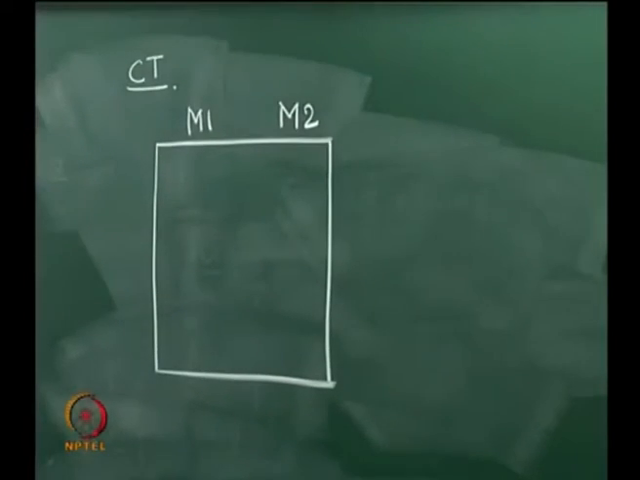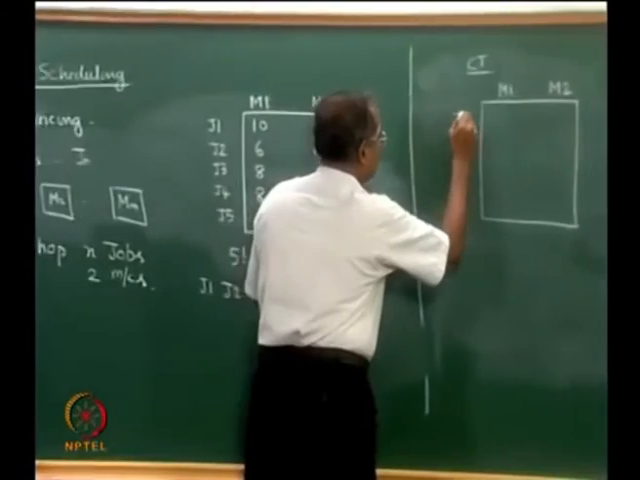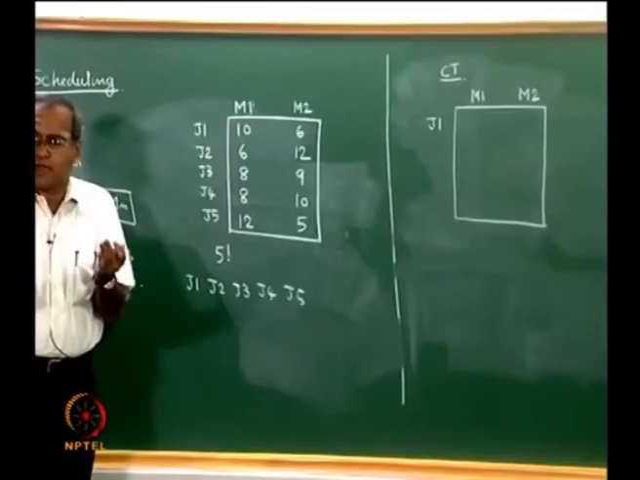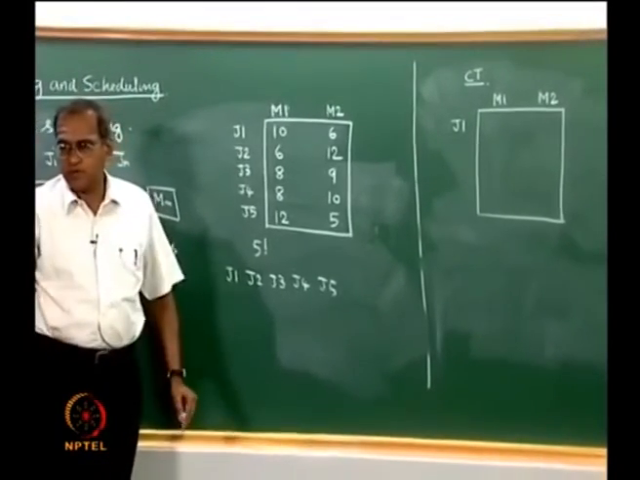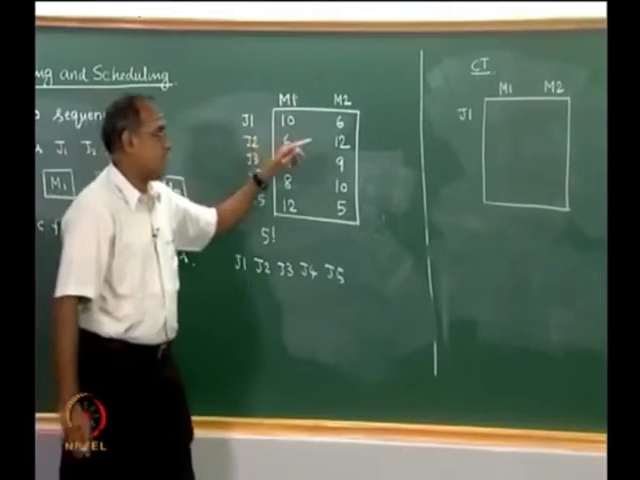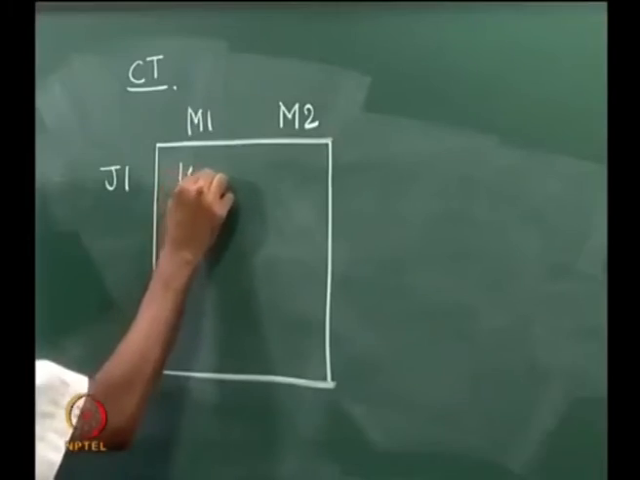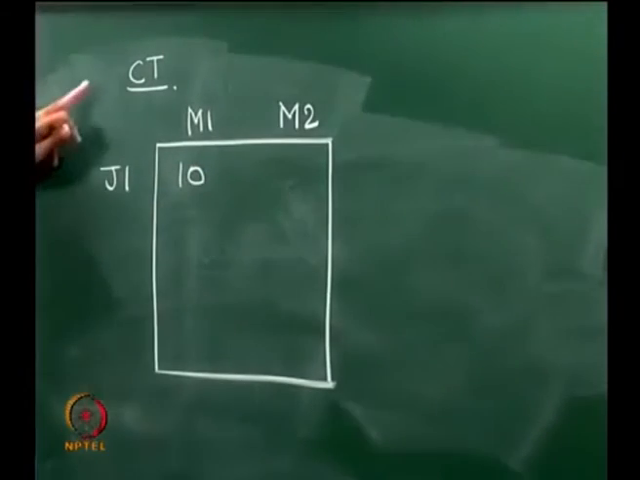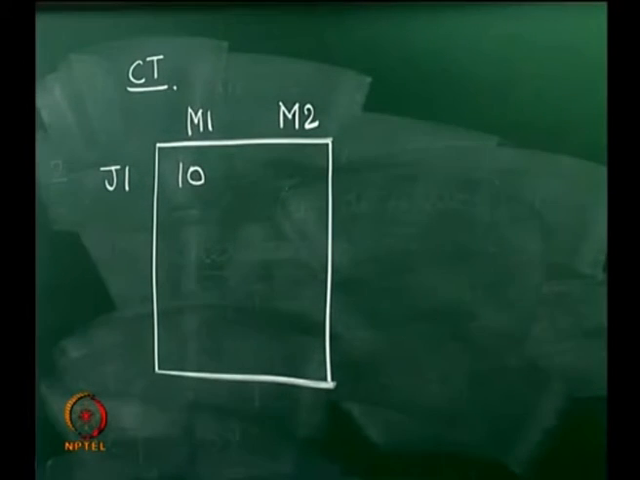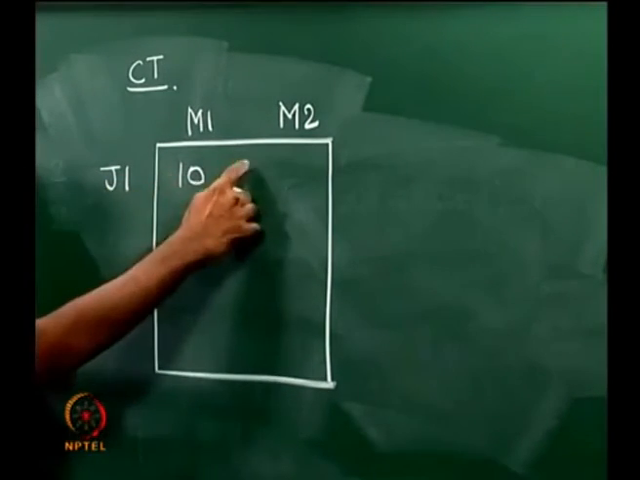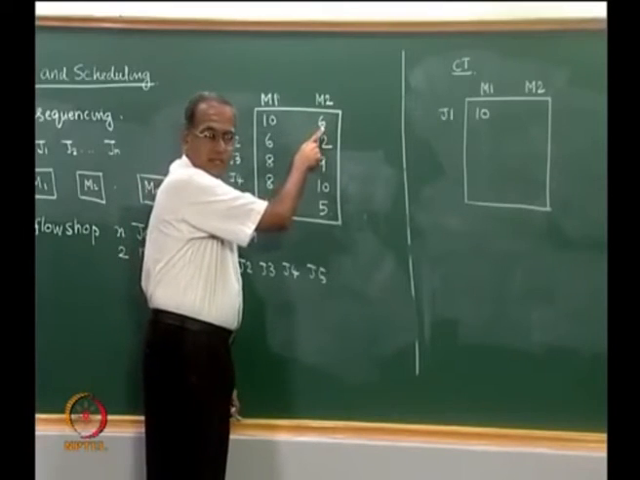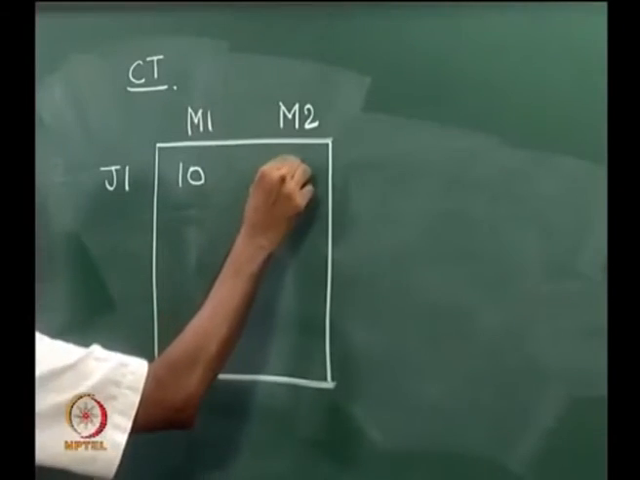So, we first send job J1. So, job J1 goes first. Both the machines are free and they are available at time equal to 0. So, J1 requires 10 units of time on M1. So, it starts at 0 and comes out at time equal to 10. Remember that these are completion times. So, at time equal to 10 it goes to M2. M2 is free. At M2 it requires another 6 units. So, it comes out at time equal to 16.